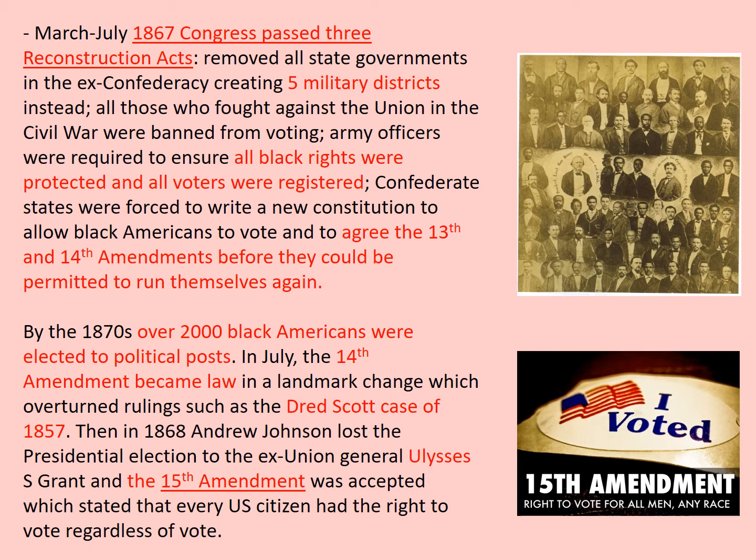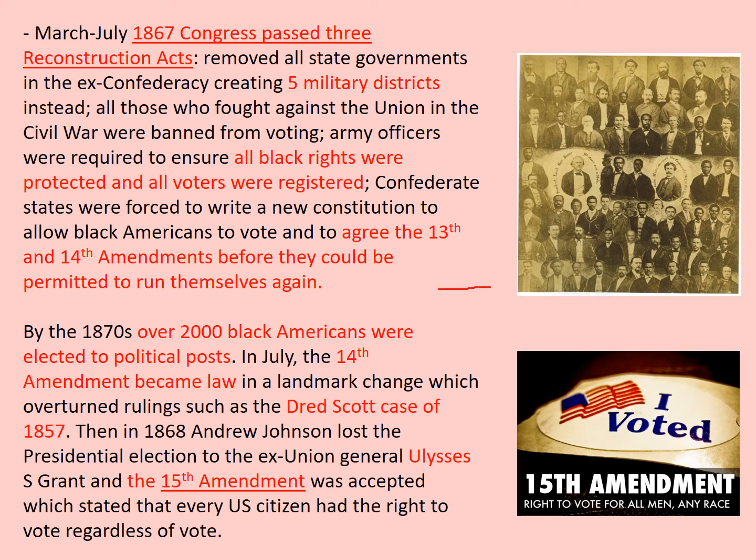Now, major steps forward here. 2,000 black Americans were elected to political posts. The 14th Amendment became law, which overturns the Dred Scott case, which said that the federal government could intervene. And then Andrew Johnson loses the presidential election to the ex-Union General Ulysses S. Grant, and we get the 15th Amendment being accepted, which says that every US citizen has the right to vote, to prevent Black Americans, freed Americans, being unable to vote.